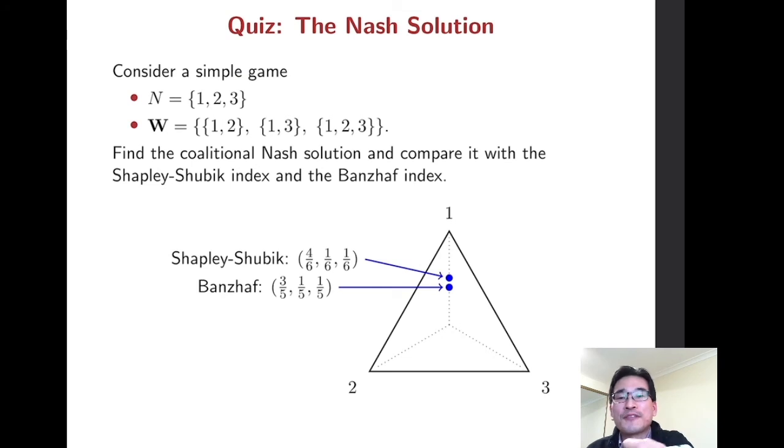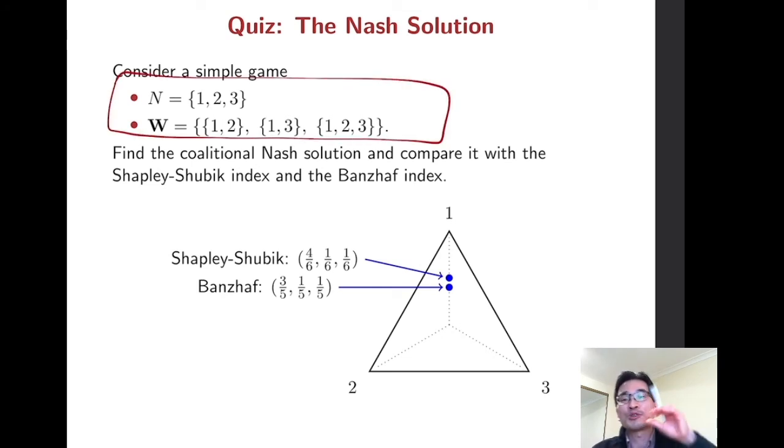You can find a Nash solution in this simple game. So you can consider this simple game as a coalition game. And then you can find the core and choose the most egalitarian point in the core.